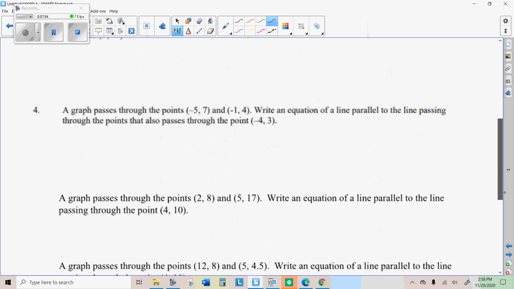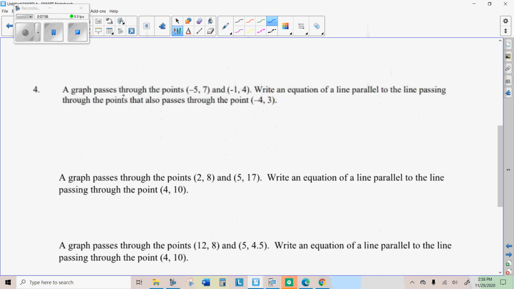And let's do one more problem. Number 4 says a graph passes through the points -5, 7 and -1, 4. So we're going to want from those two the slope, because we want to write the equation of a line that's parallel. Now, parallel lines will have the same slope. Think about that. So this line has this slope. For another line to be parallel to that, it has to have the exact same slope. But we want it to go through this point. So first thing we want to do is find the slope.